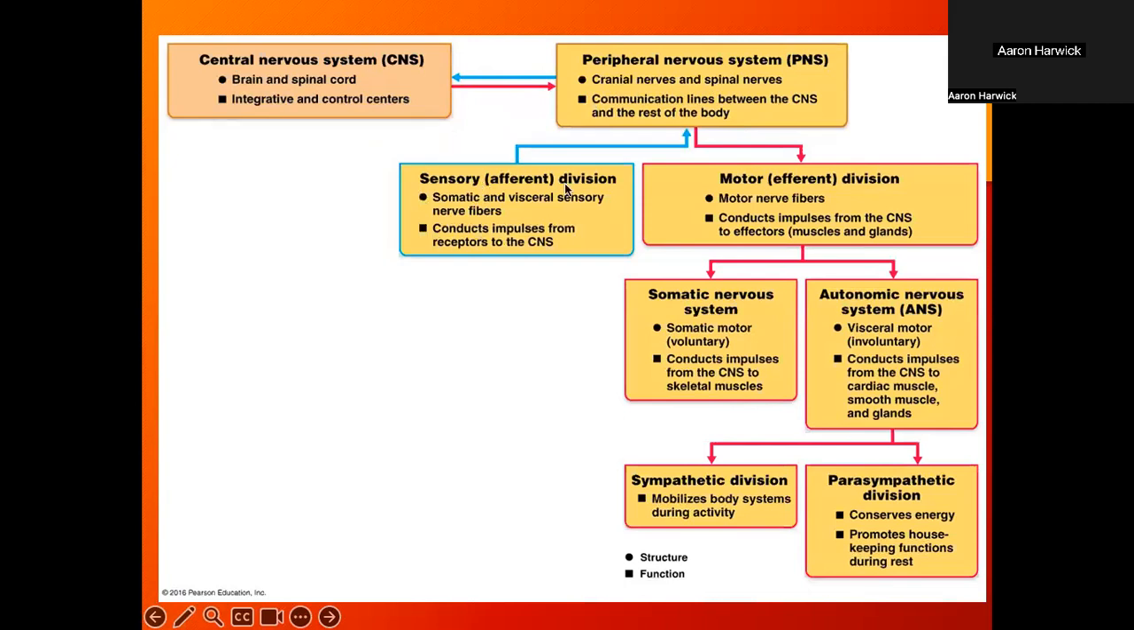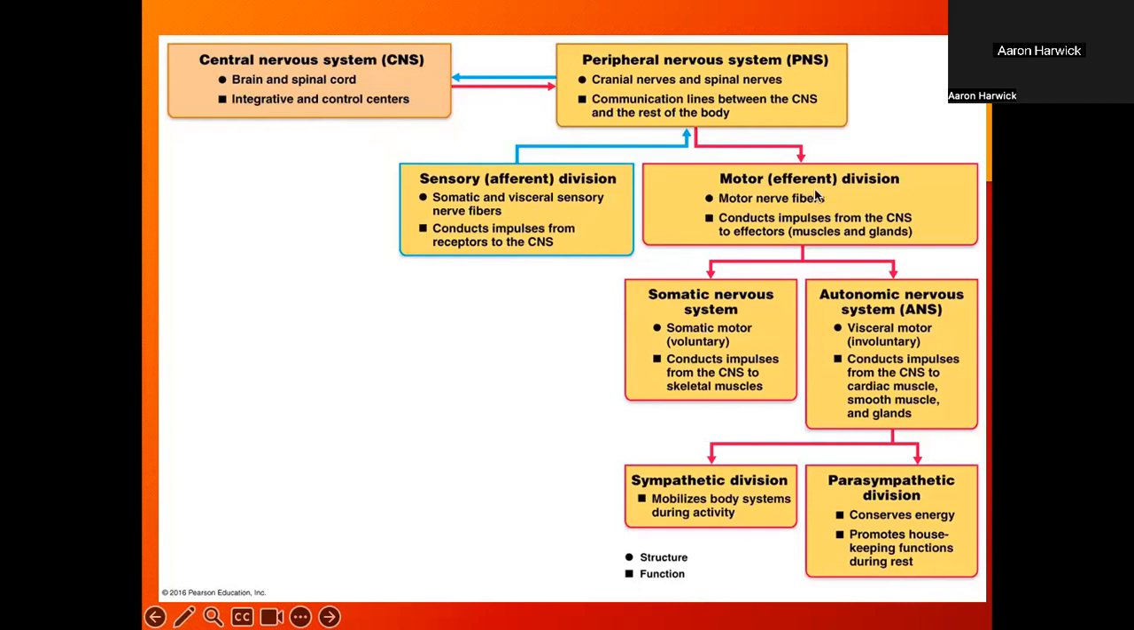We have our sensory or afferent division. So this is the somatic and visceral sensory nerve fibers that take in the stimuli and information from our environment, and they conduct these impulses towards the CNS. So they use the peripheral nervous system to send it over to the central nervous system. And then we're integrating and we're sending back out through the motor efferent pathway.